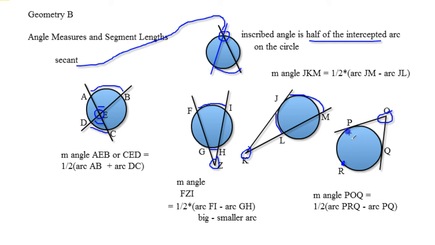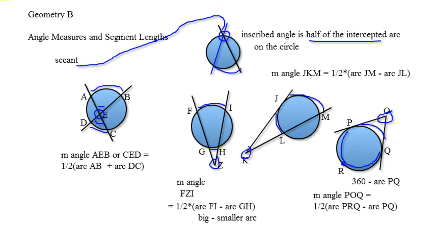Alright, so this is some really easy stuff. Just so you know, this is one of those ones where if I know this arc but I don't know this arc, I just subtract to find the other arc, the major arc. I would just go 360 minus arc PQ, and that would be that arc right there.